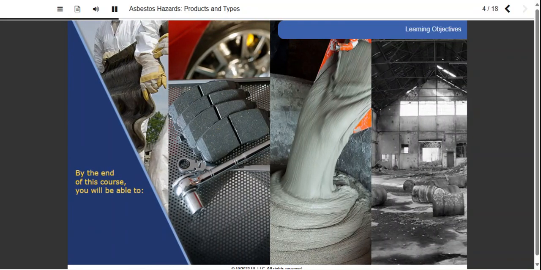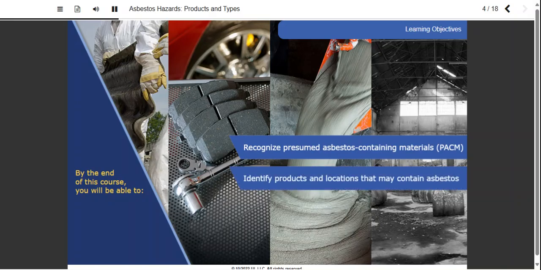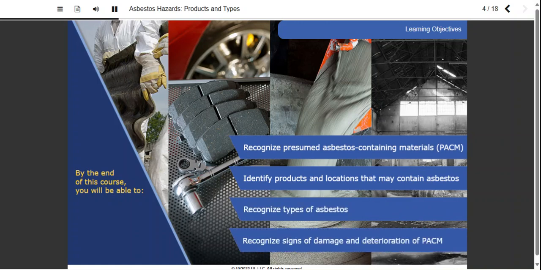By the end of this course, you will be able to recognize presumed asbestos-containing materials, identify products and locations that may contain asbestos, recognize types of asbestos, and recognize signs of damage and deterioration of presumed asbestos-containing materials.